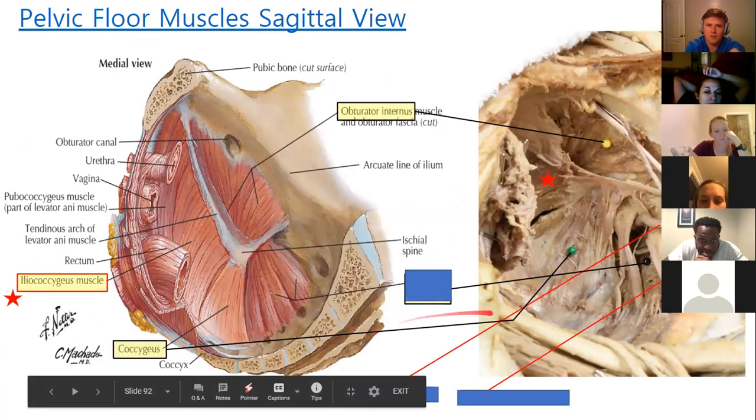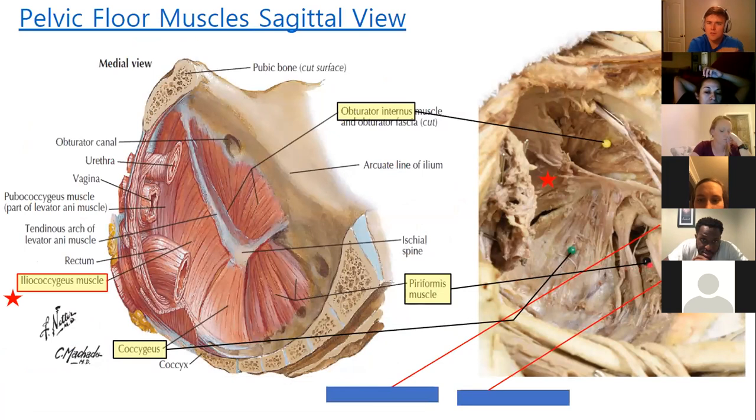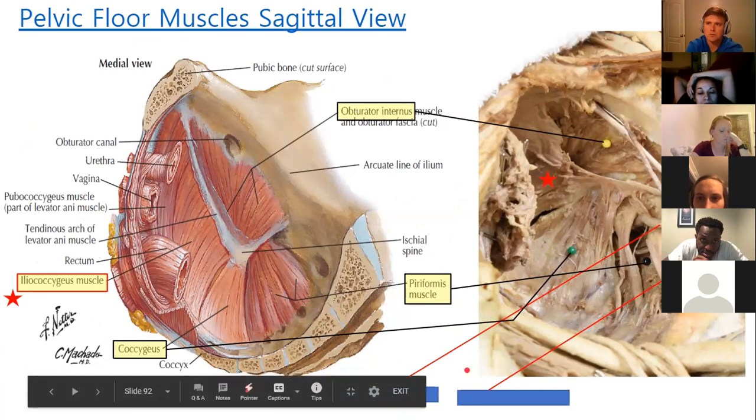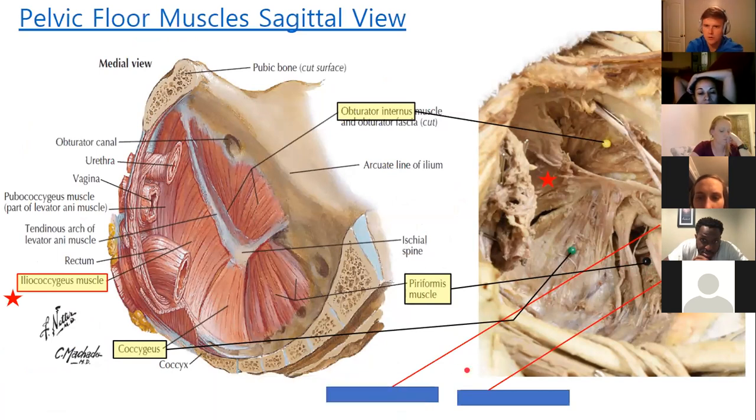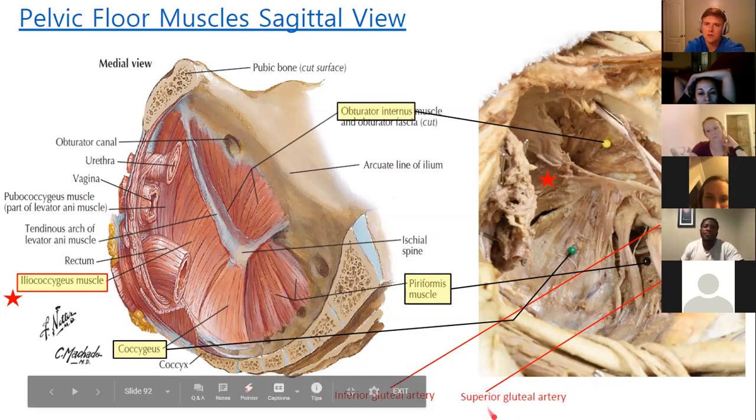Piriformis. Yeah, piriformis. Is between what? L4? L4, L5, and S1, along with the inferior gluteal artery, right? What is that red star? Piriformis? No, that's up there. No. Iliococcygeus. Coccygeus. I couldn't get that on a cadaver picture.